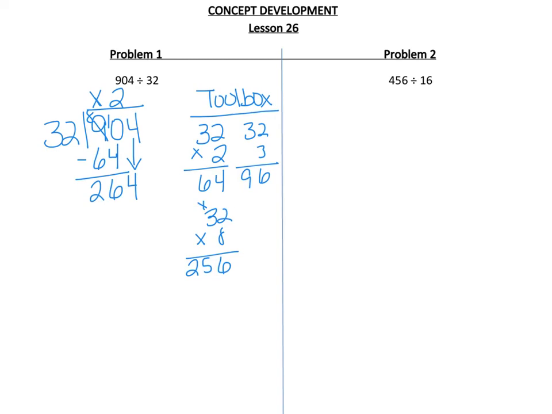So we're going to put an 8 up in my quotient above the 4 that I brought down. 8 times 32 is 256. That's why my toolbox is awesome. Subtract. 4 minus 6. Can't take away 6 from 4 because it's too small, so I've got to borrow. So that 6 becomes a 5. That 4 becomes a 14. 14 minus 6 is 8. 5 minus 5 is 0. 2 minus 2 is 0.